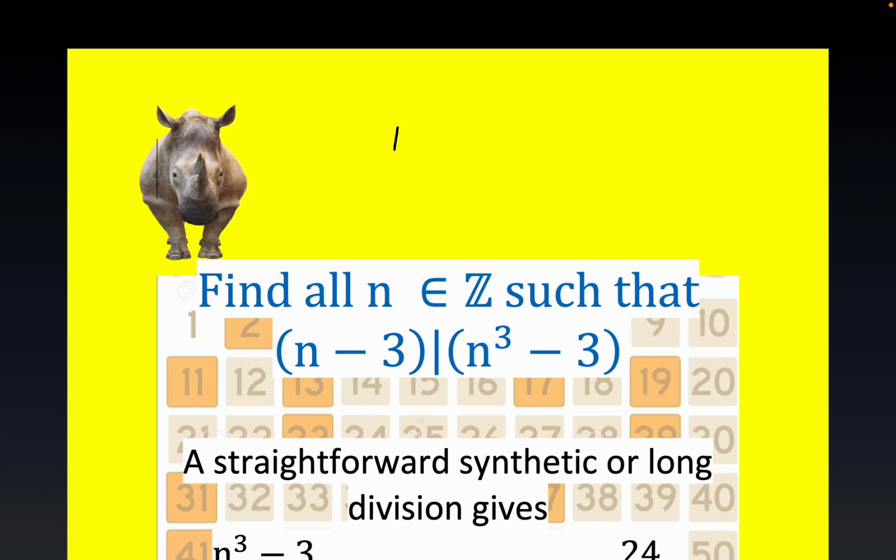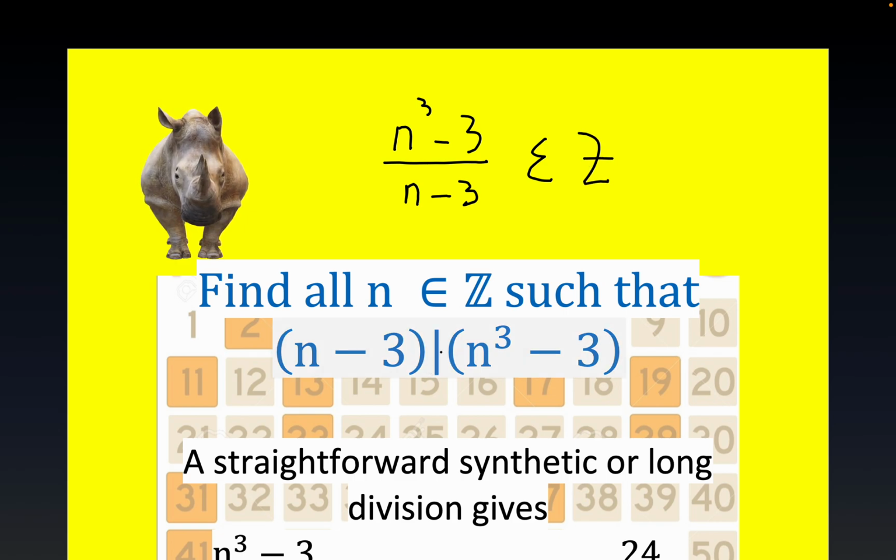Another way of stating this problem is we're looking for all integers n such that (n cubed minus 3) over (n minus 3) is a member of Z. It's in the set of integers. This divides operator means the very same thing as this.